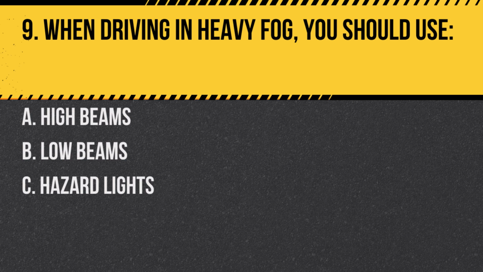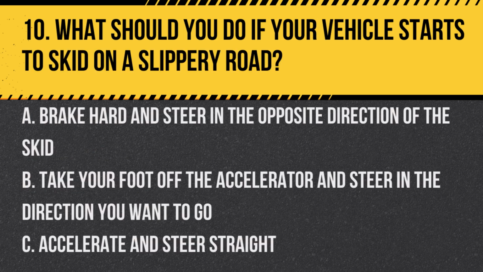Question 9. When driving in heavy fog, you should use A. High beams. B. Low beams. C. Hazard lights. Answer. B. Low beams. High beams can reflect off the fog and further impair visibility, so low beams are more effective.